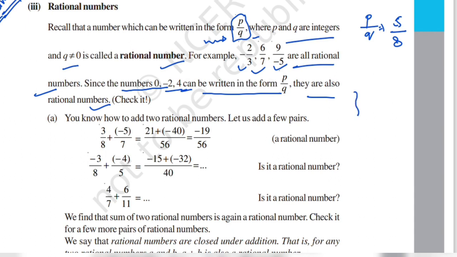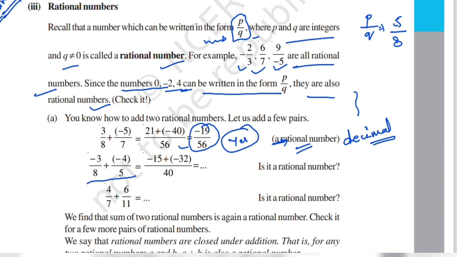Okay. Now what about these? They have given the equation 3 by 8 plus -5 by 7. When you solve this equation, you will get -19 by 56. Is this a rational number? Yes, of course. It will also give you a result in the form of a decimal. And I just told you that all the numbers which are in the form of decimals are also included in the rational numbers. So yes, of course, this is a rational number. Now they have solved this much. Now what's next? You will get -47 by 40.